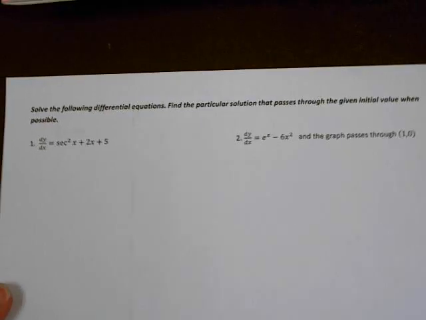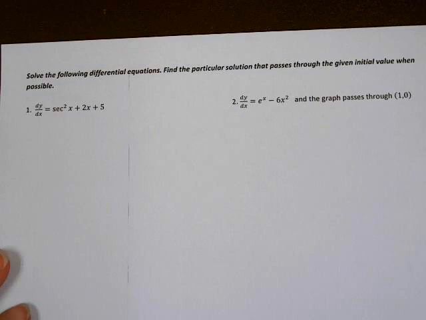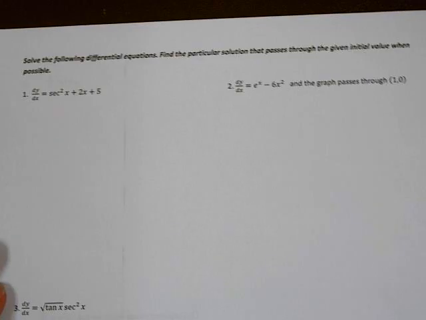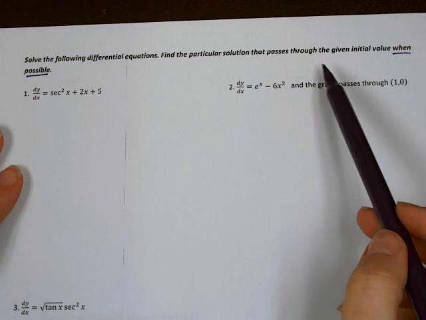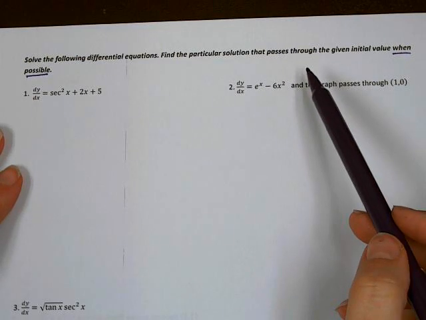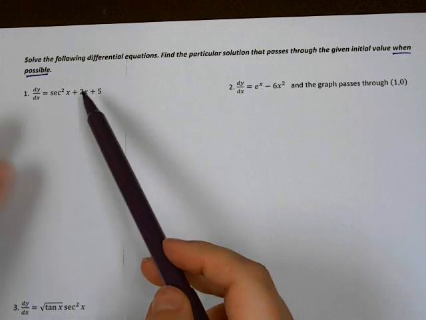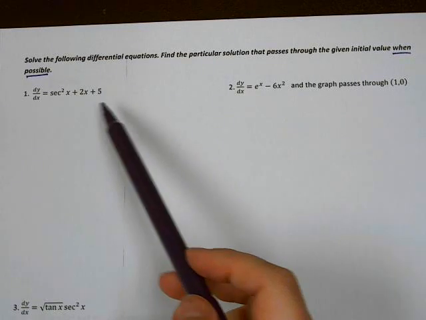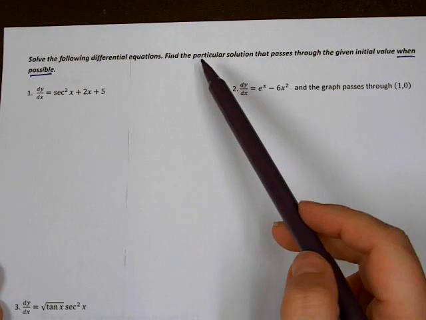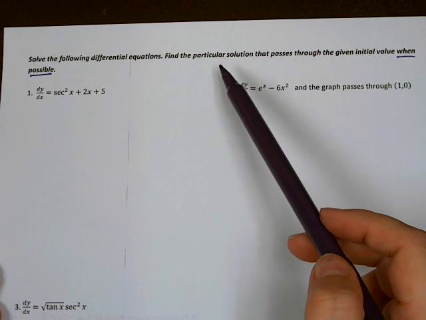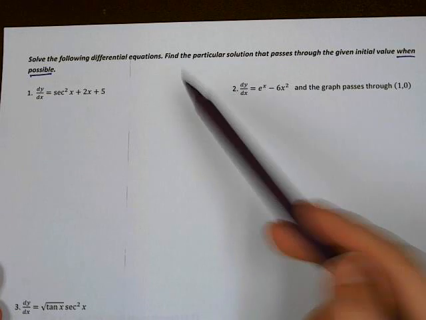So let's see, solve the following differential equations. Find the particular solution that passes through the given initial value when possible. So that's going to be important. Sometimes we can find the particular solution and sometimes we have to find the general solution. So if you look at number 1 here, you should notice that we're not given an initial value, which means we're not going to be able to find the particular solution. We're only going to be able to find the general solution.